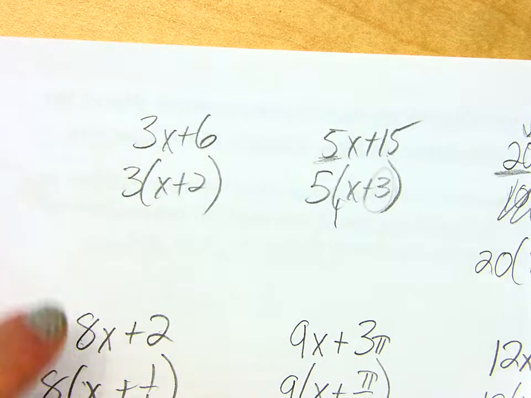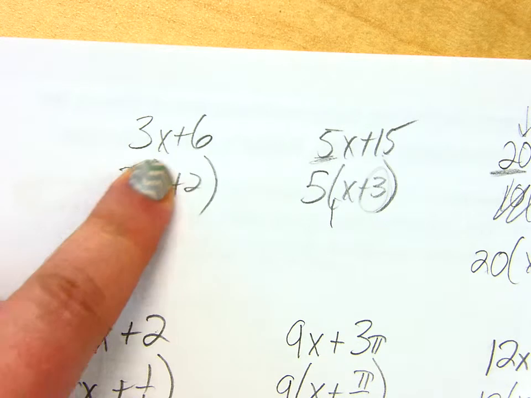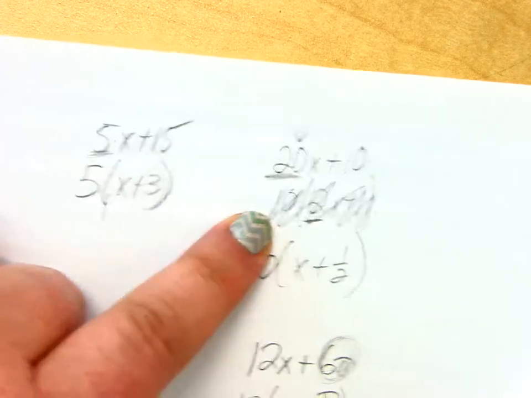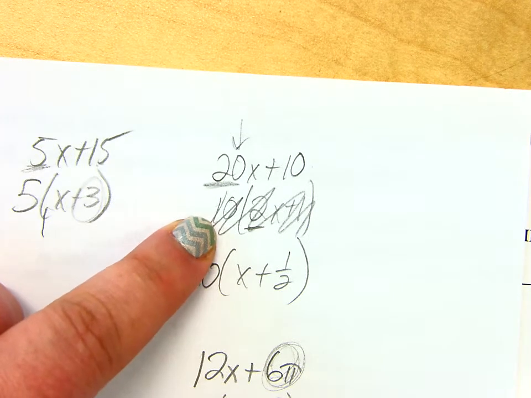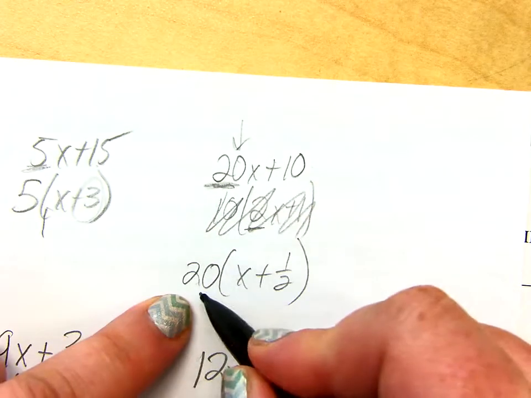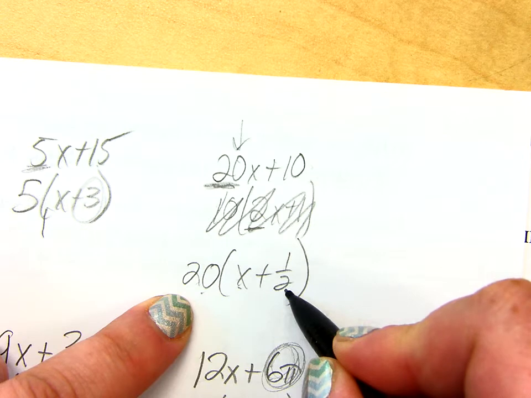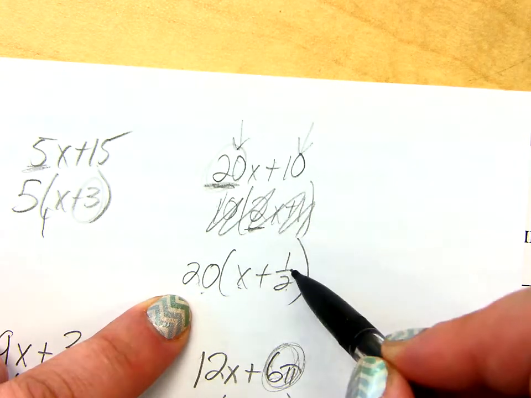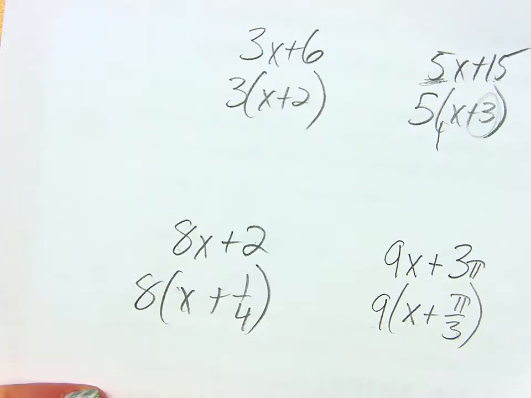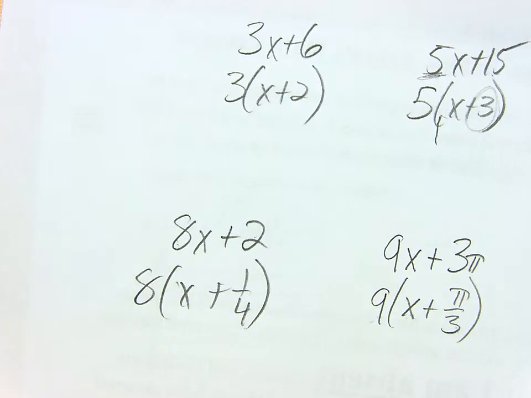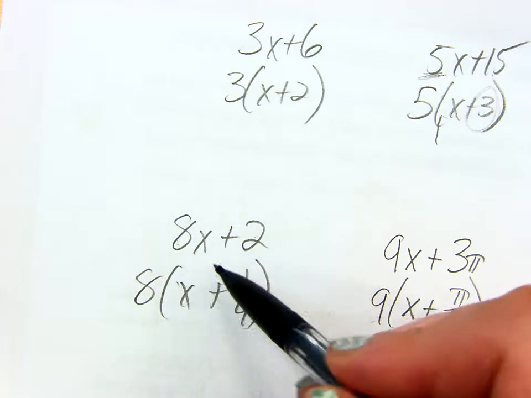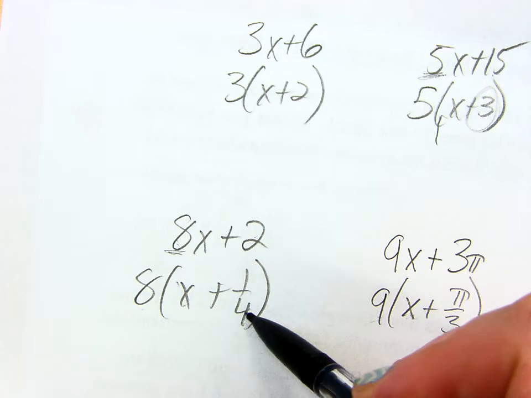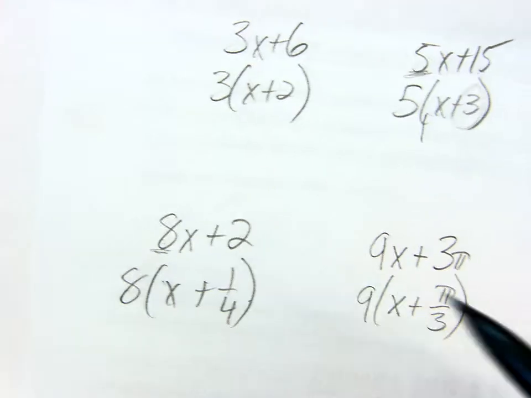video. We were reminding ourselves, okay, if you need to factor 3x plus 6, you pull out a 3. 5x plus 15, you pull out a 5. But if you have 20x plus 10, and I'm telling you, you have to factor out a 20, you'd get x plus 1/2, right? Because you're just going to take whatever this number is and divide it into that one. And that's how you get this number here. Same thing here. If I'm telling you you have to factor out an 8, you would get x plus 1/4. And you can always check yourself by multiplying it back in.